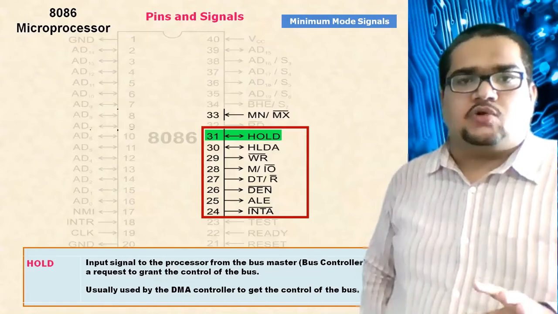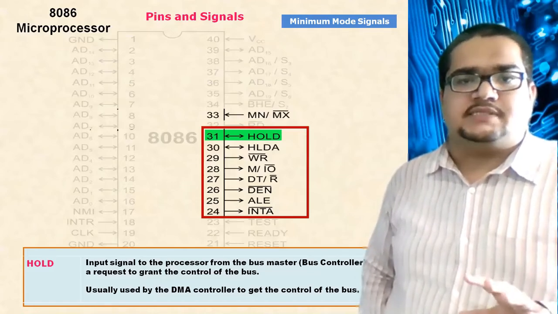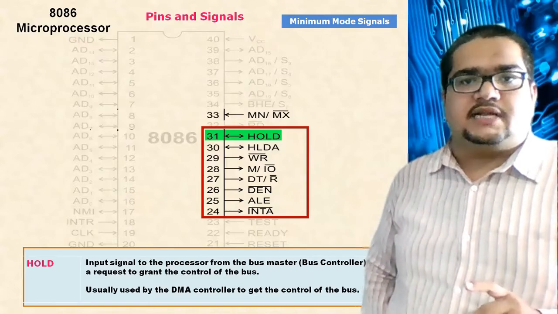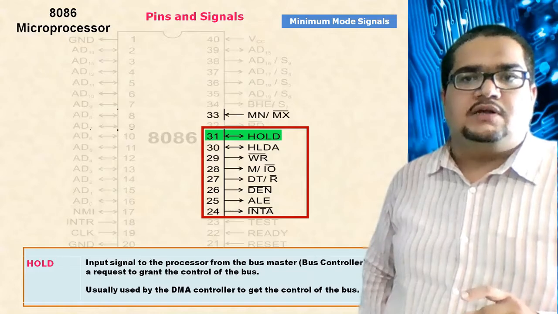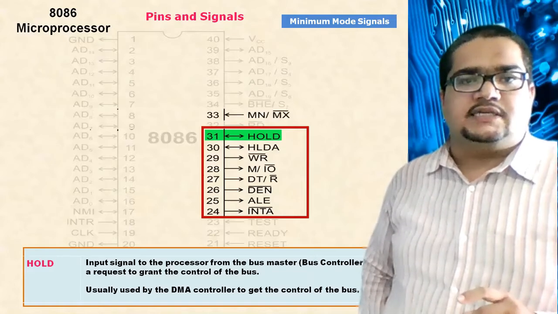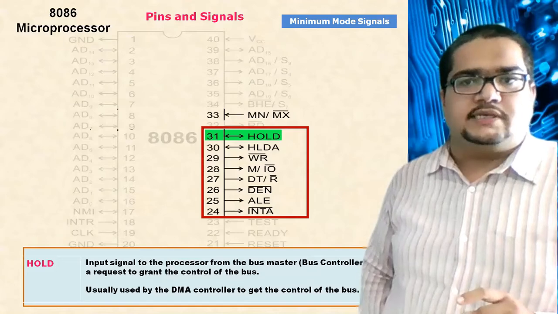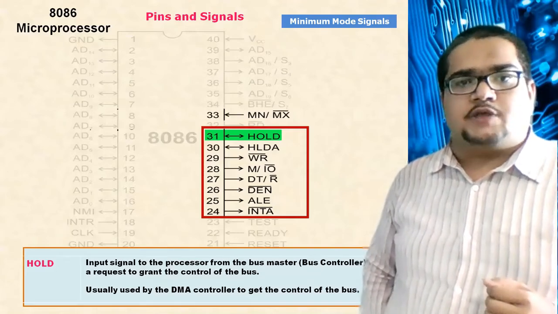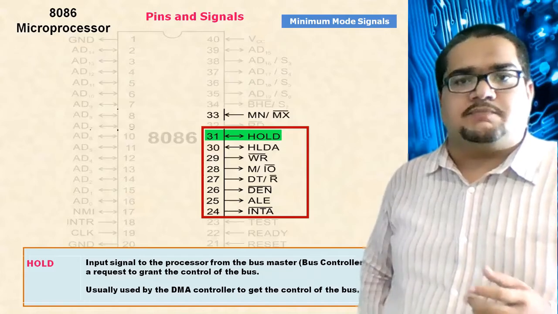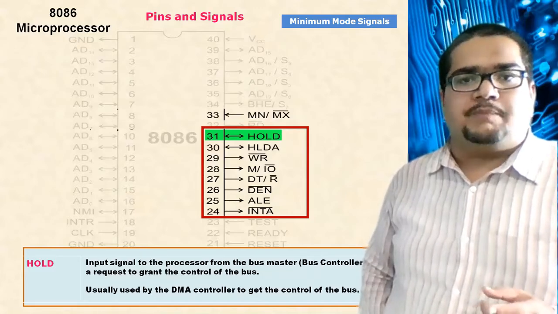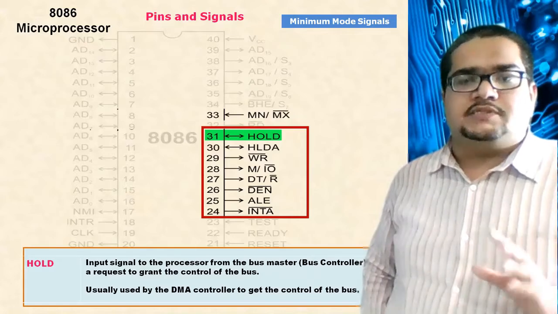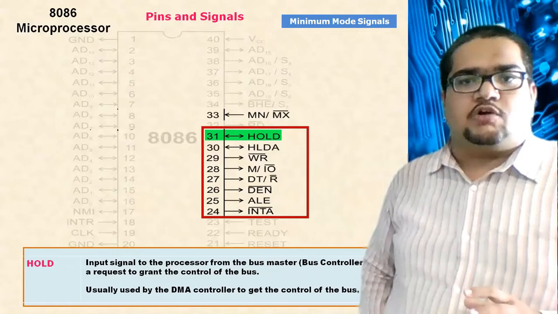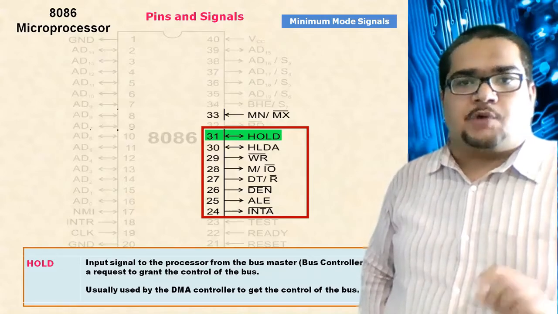There will be another bus controller in the system which will take charge of the system buses, the data and address buses, and that bus controller will send a request to the processor for the grant of the system bus by the hold signal, pin number 31. And once that request is accepted, the processor will communicate the grant of the system bus to the bus controller on pin number 30. It will send an acknowledgement that the system buses can be taken by the bus controller. So the bus controller generally will bypass the processor.